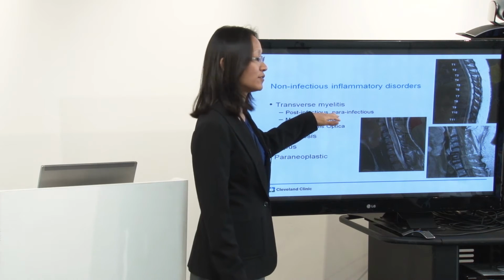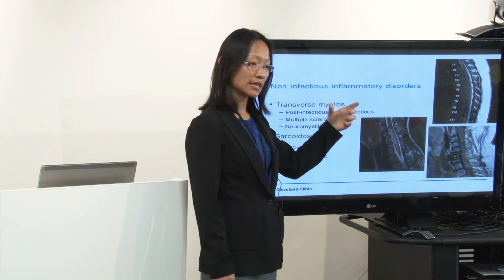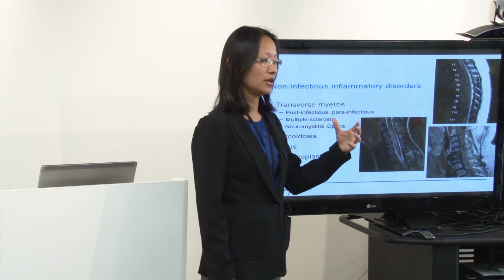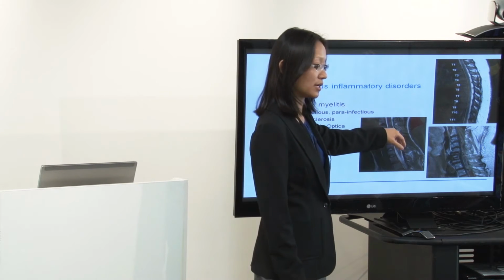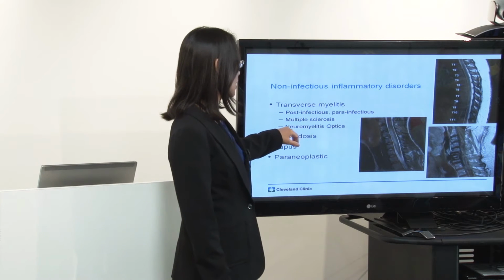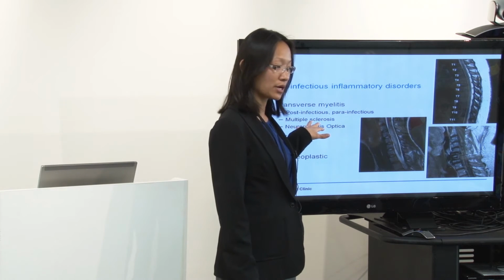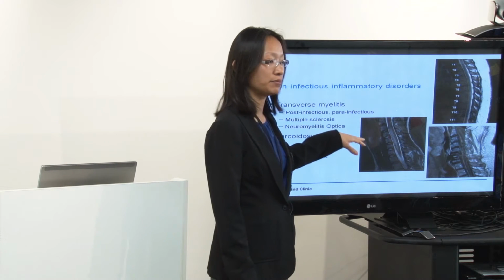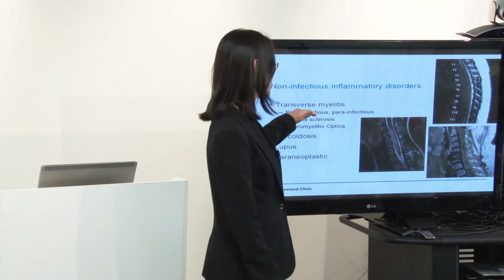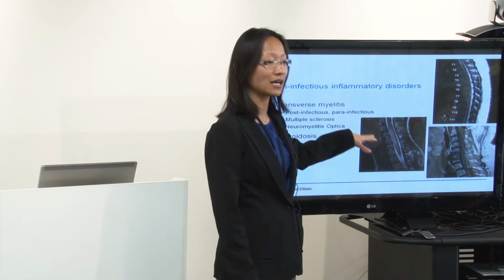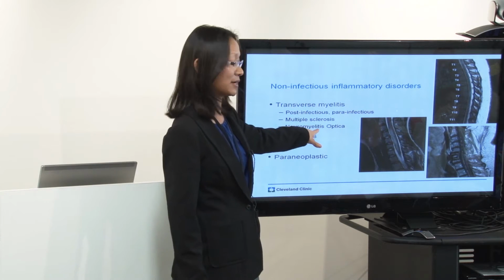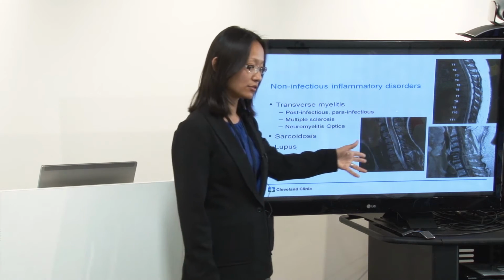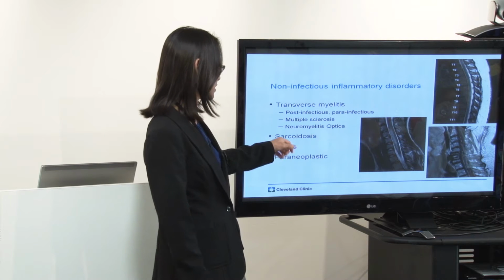It can happen post-infectious, para-infectious. So not that the virus actually infected your spinal cord itself, but the virus has triggered an inflammatory process, and that inflammatory process is what affects your spinal cord. Multiple sclerosis is an inflammatory process that affects the spinal cord. And a similar demyelinating autoimmune disease, but separate from multiple sclerosis, is what we call neuromyelitis optica, because it affects the spinal cord, that's what myelitis means, and the optic nerves. That process is also something that I see.